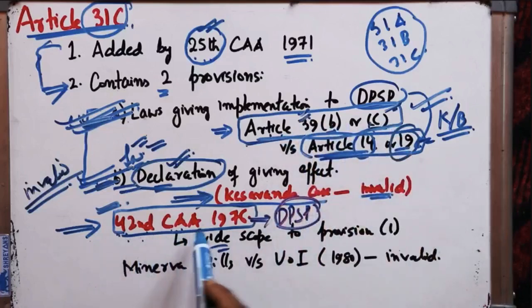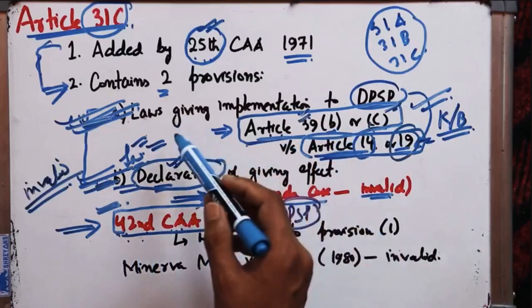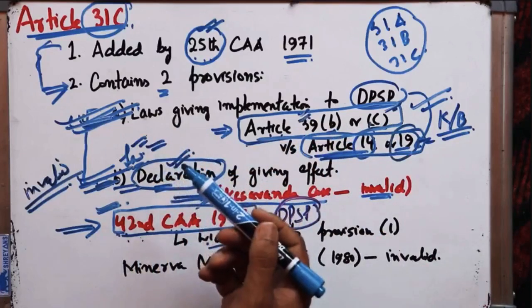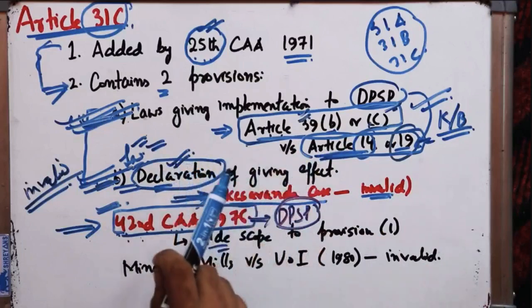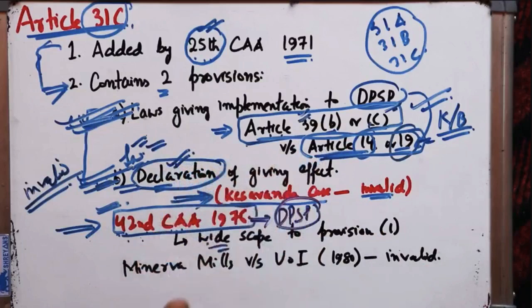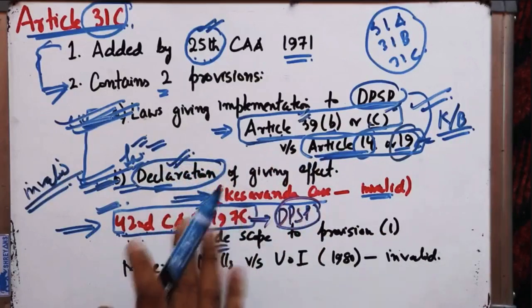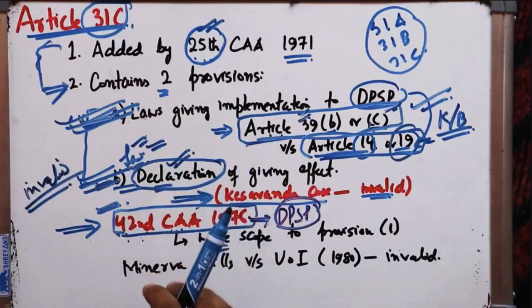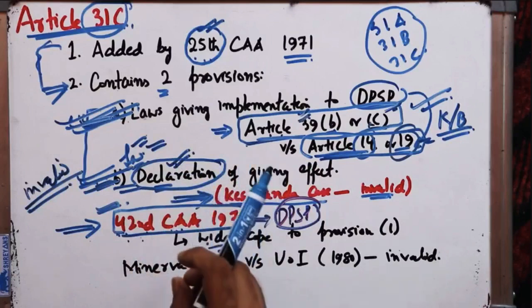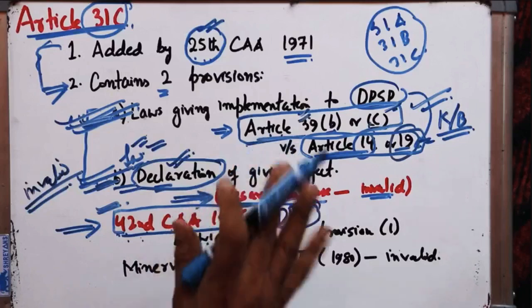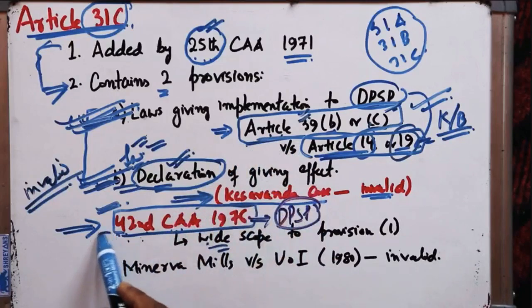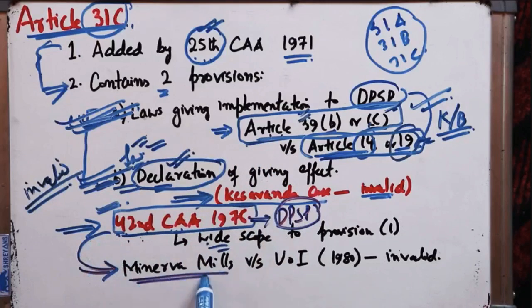So the 42nd Amendment Act widened the scope of provision first, and it gave protection to any of the laws which give implementation to any directive principles of state policy that is enshrined in Part 4 of the Constitution. And hence it gave protection to all those laws giving effect to any directive principle of state policy. But later the Supreme Court of India made another judicial review in the Minerva Mills case, Minerva Mills versus Union of India in 1980.